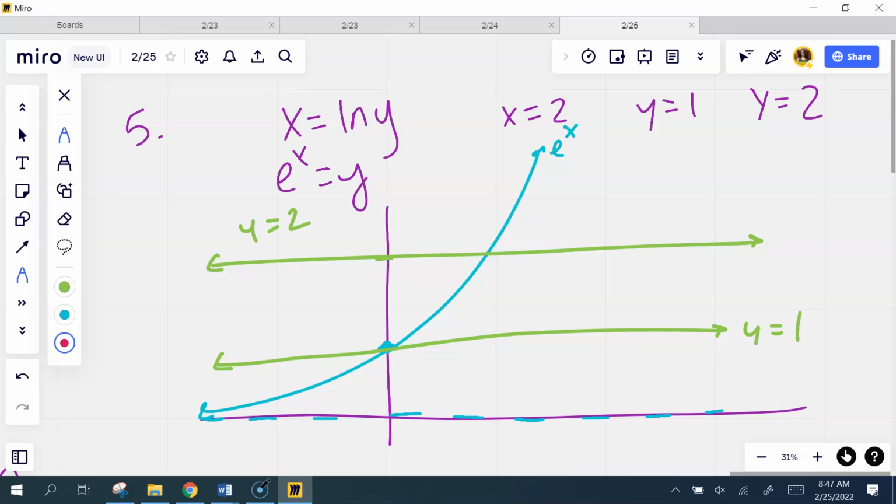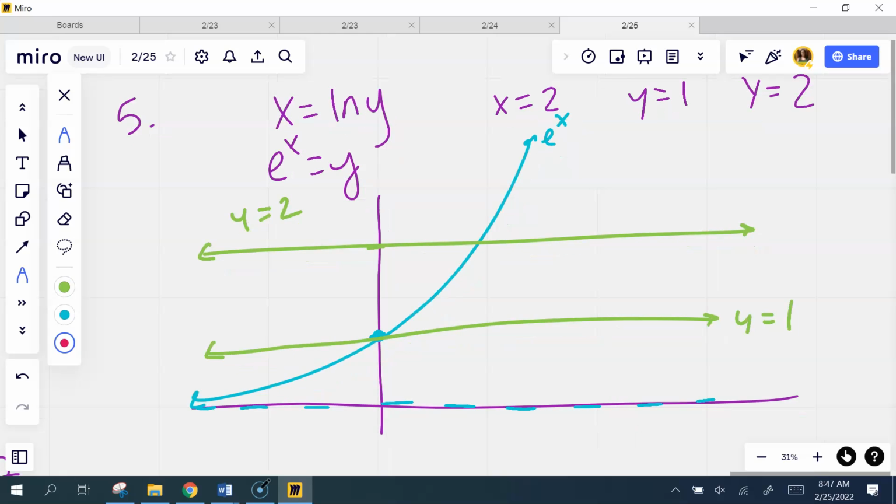I don't have my calculator. Where does 2 fall here? E to the second would be like 3, which would be like 9. I know, I'm thinking where the 2 is going to fall. The 2 is going to fall somewhere over here.